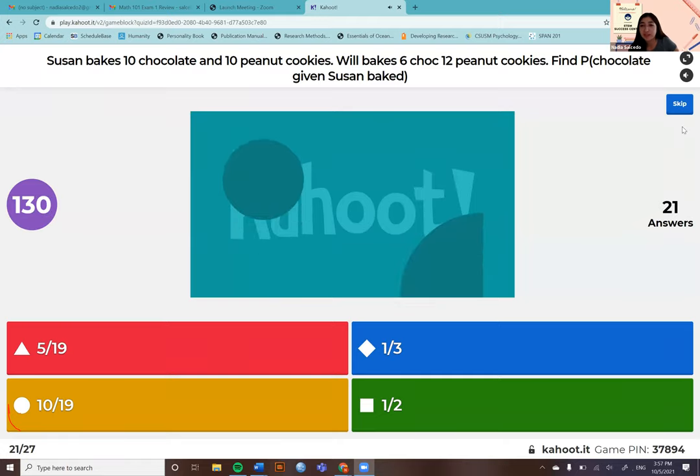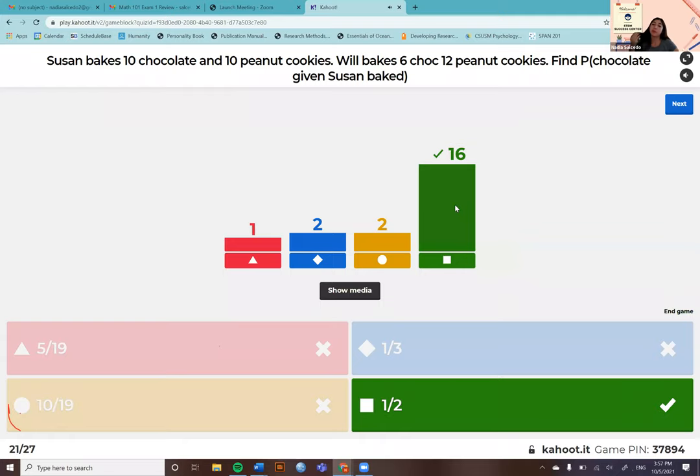All right, I'm just gonna go over it since we're running out of time. The probability is 1/2. So there's two ways to look at this problem. There's a more logical way, or you can also use the formula that's given. So first I'll go ahead and do the logical way. So what is the probability that it is chocolate given that Susan baked it?